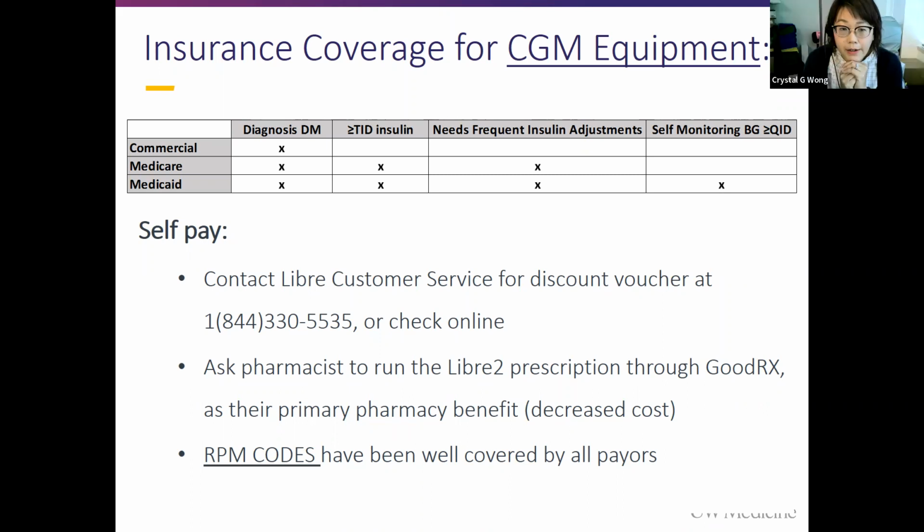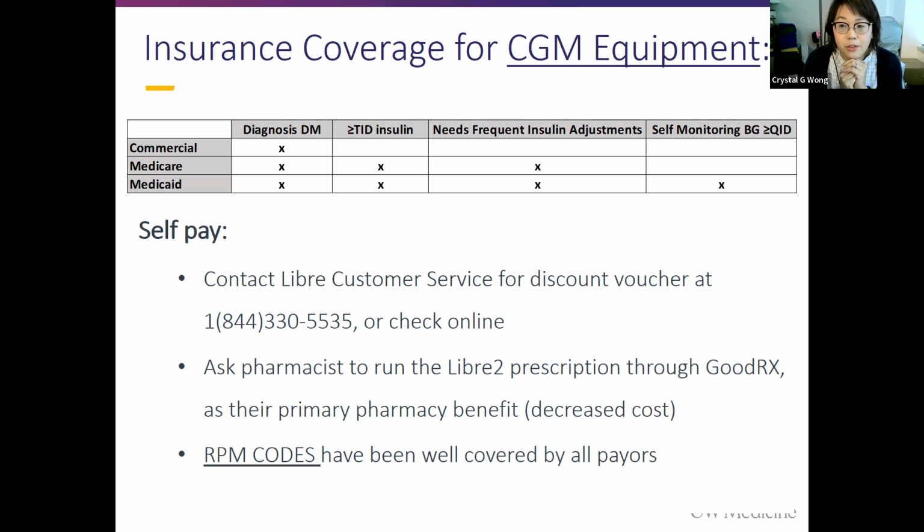For Medicare, patients do need to be on insulin, and they have to be on at least TID insulin. So if you have patients who are just on basal Lantus and don't need prandial insulin, their equipment is not going to be covered by Medicare. There's also this kind of little bit arbitrary needs frequent insulin adjustments.